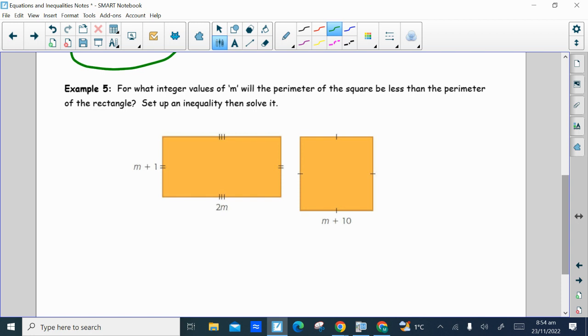The last example says, for what integer values of m will the perimeter of the square be less than the perimeter of the rectangle? So the perimeter, again, is the distance all the way around. The perimeter of the square, you have 4 equal sides measuring m plus 10. So this is an expression for the perimeter of the square. 4 sides that measure m plus 10. And that must be less than the perimeter of the rectangle. So the rectangle will have 2 sides that measure m plus 1 and 2 sides that measure 2m.